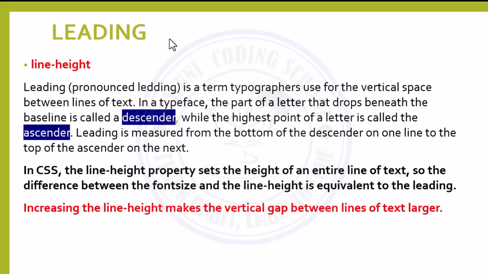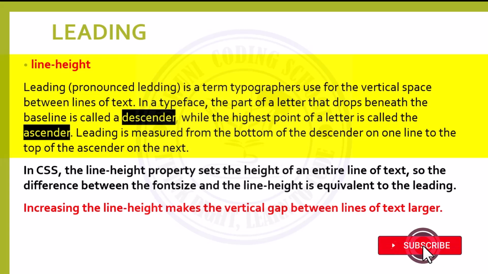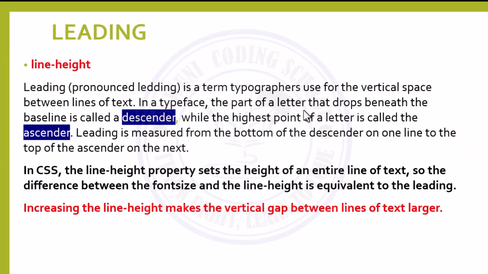And this is leading, or line height. Leading is a term that typographers use for the vertical space between lines of text, as in line spacing. The part of the letter that drops beneath the baseline is called the descender, while the highest point of the letter is called the ascender. Leading is measured from the bottom of the descender on one line to the top of the ascender on the next line. In CSS, the line height property sets the height of an entire line of text. The difference between the font size and the line height is equivalent to the leading. Increasing the line height makes the vertical gap between the lines of text larger.